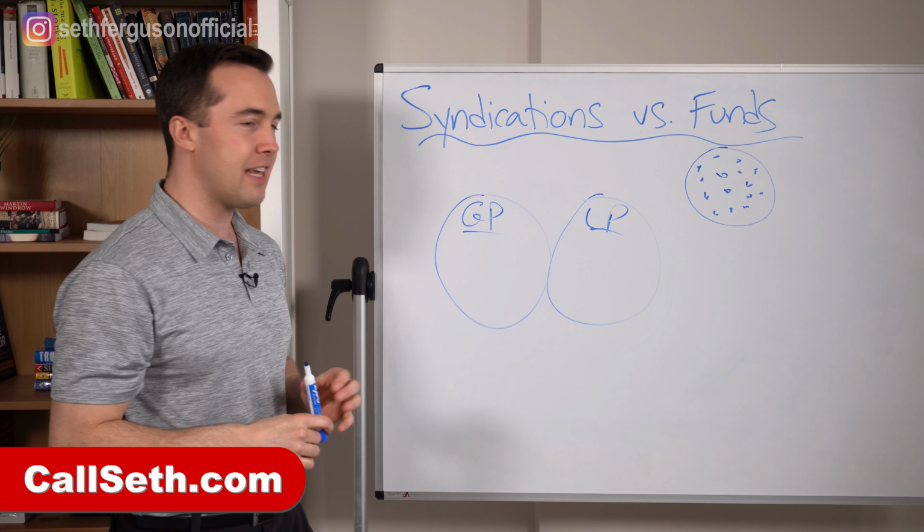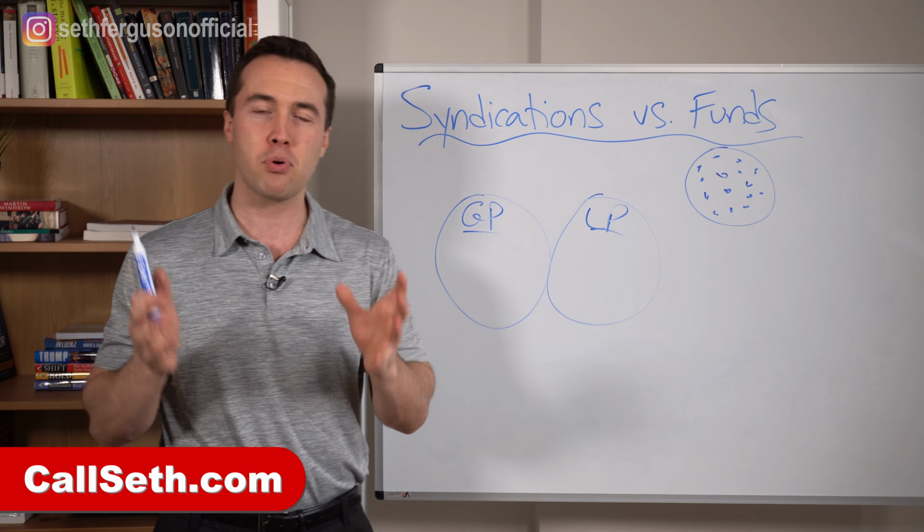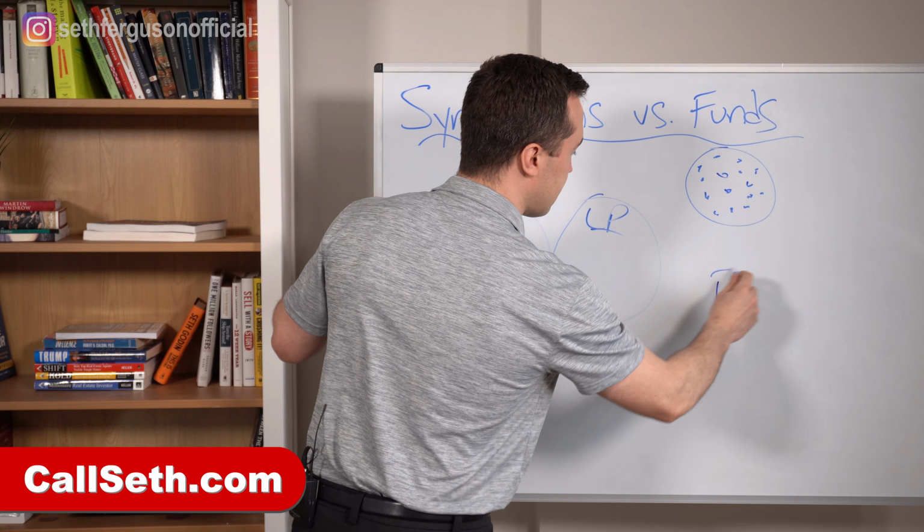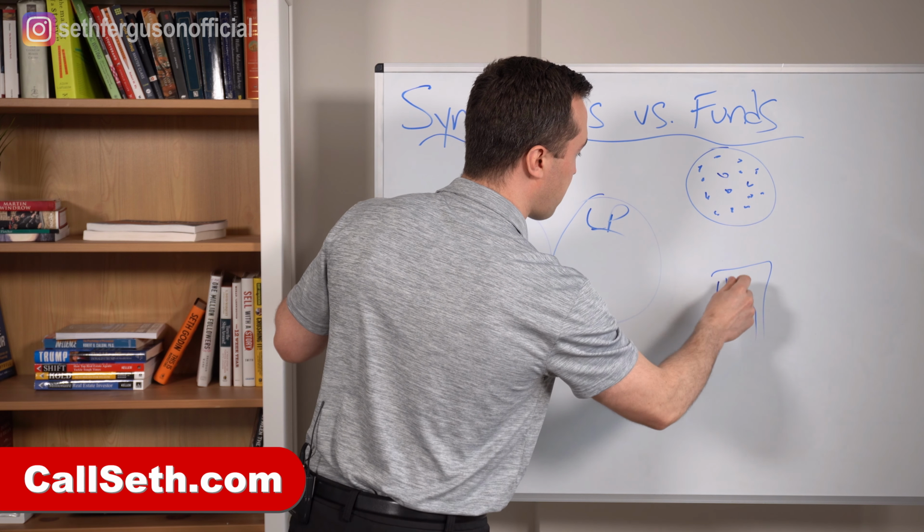So with the syndication, it's on a property by property basis, a case by case basis. So what happens is, let's say me as a syndicator, I have this property right here.